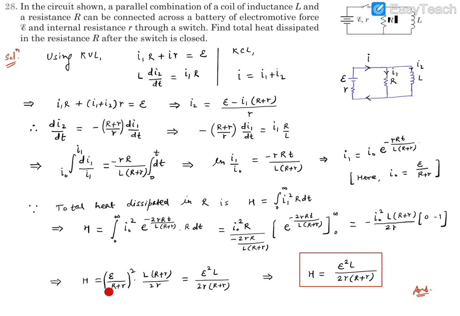One (R plus r) will get cancelled out, so the expression turns out to be E squared L divided by (R plus r) into 2r, which could be rewritten like this: H is equal to E squared L divided by 2r(R plus r). So this is the heat generated by this resistor after the switch was closed, until a long time. So that's our final response. Thank you.